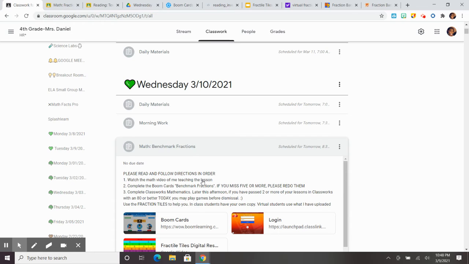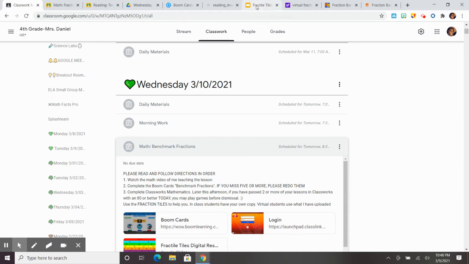And the boys and girls at home will have the ability to get off early, all right, if you are done with all of your work for today, as well as from Tuesday and Monday. Then it says use the fraction tiles to help you. In class, students have your own copy. Virtual students will use what I have uploaded, which is the Fraction Tiles digital resource.